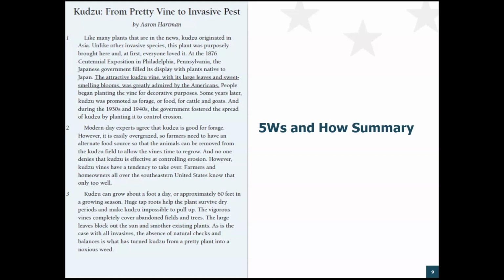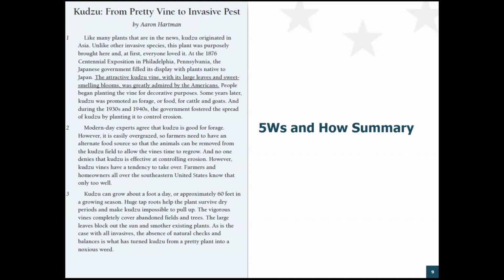Some years later, kudzu was promoted as forage or food for cattle and goats. And during the 1930s and 1940s, the government fostered the spread of kudzu by planting it to control erosion. Modern-day experts agree that kudzu is good for forage. However, it is easily overgrazed, so farmers need to have an alternative food source so that the animals can be removed from the kudzu field to allow the vines time to regrow.